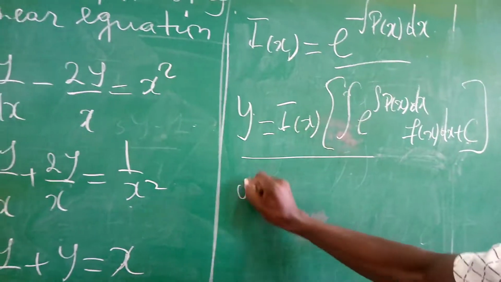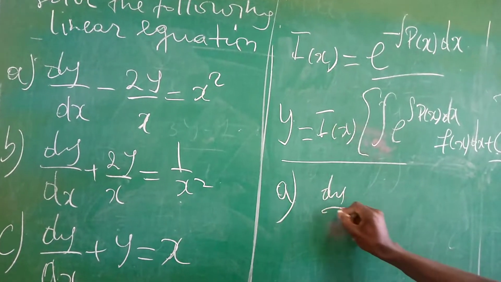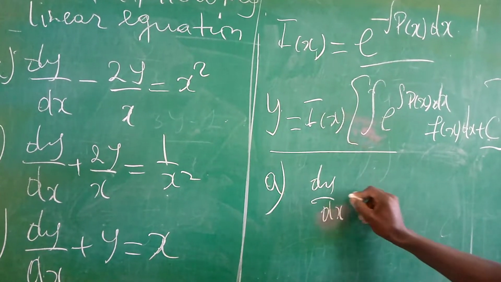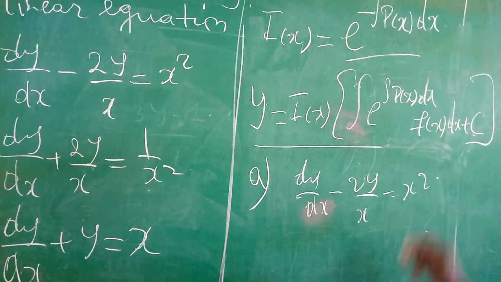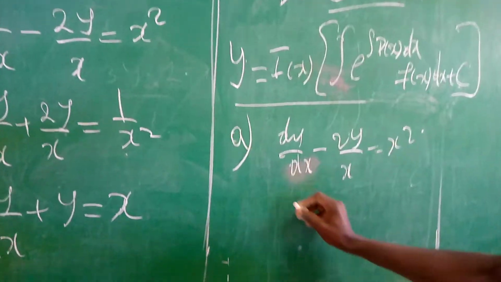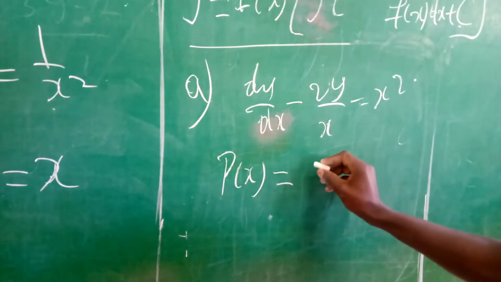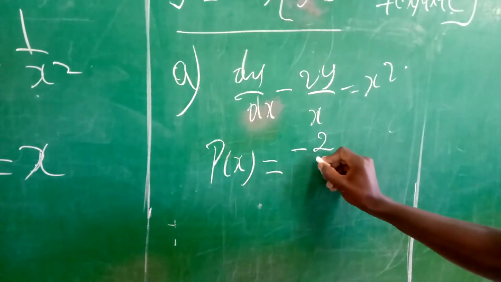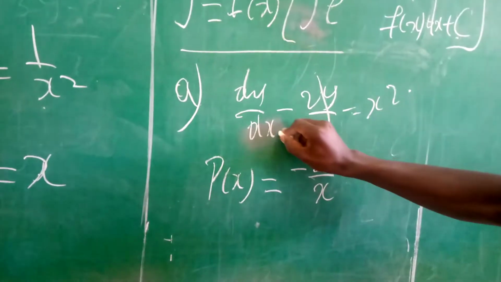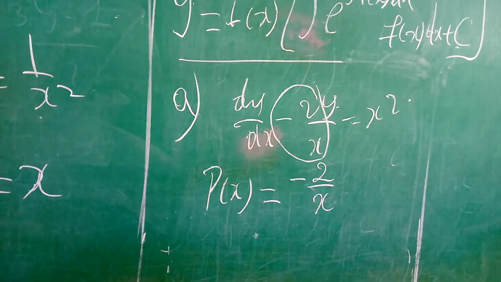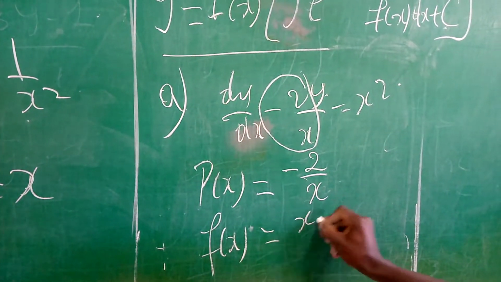Let's do the first one. We have dy over dx minus 2y over x equal to x squared. So we have to use some formulas. We remember that P(x) will be equal to negative 2 over x, because it is multiplied by the variable y, and then f(x) is equal to x squared.